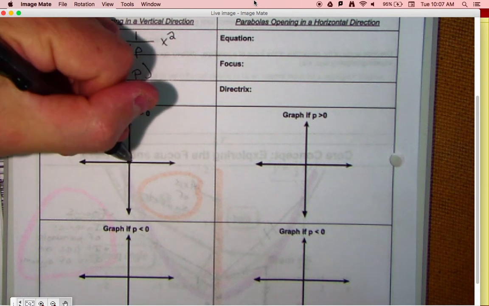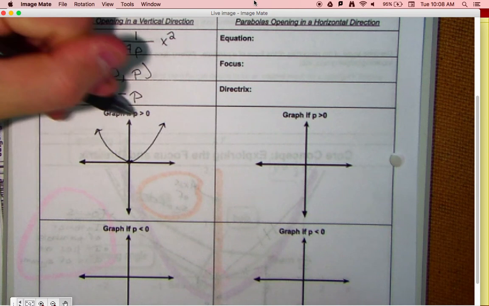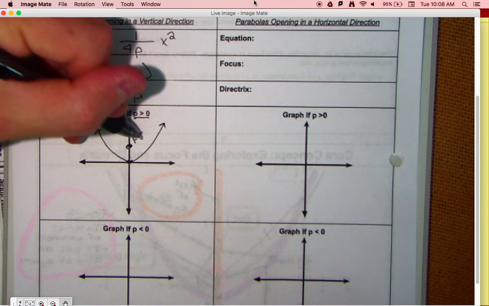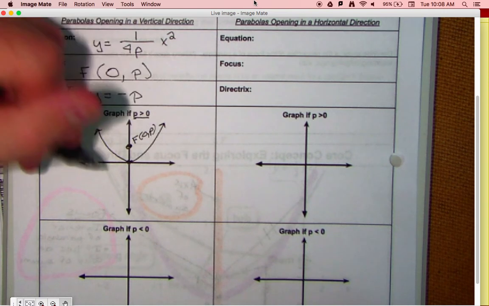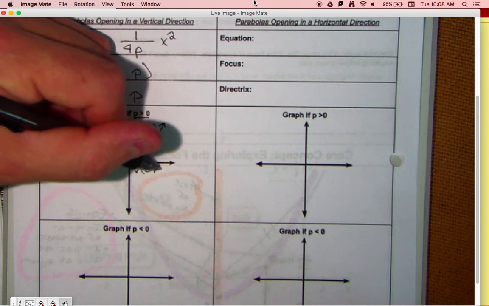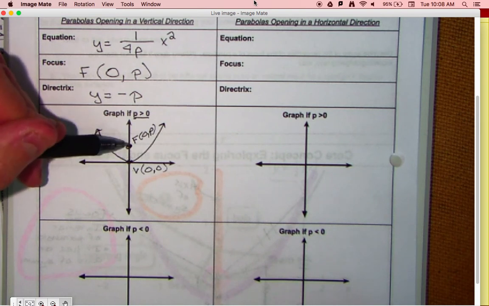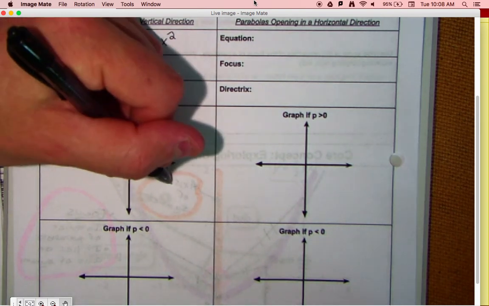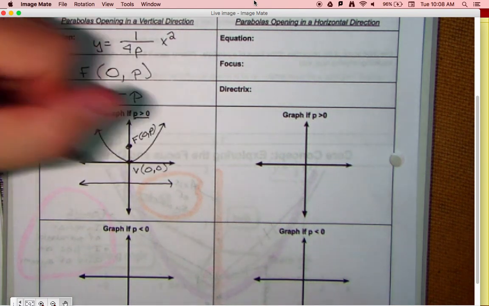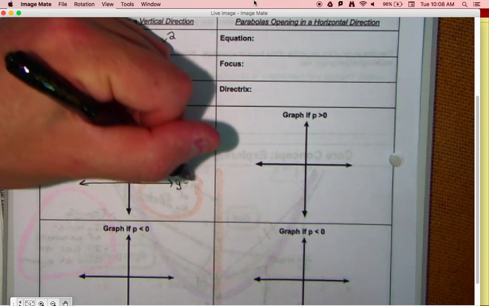Alright, so what does the graph look like? So if p is positive, that means it's going to open upwards, so p is greater than 0. That means my focus is going to be up here at 0, p. I should also mention that my vertex is right here at 0, 0. And remember, whatever this distance is between my vertex and my focus, my directrix, which is this line right here, is going to be the same distance.